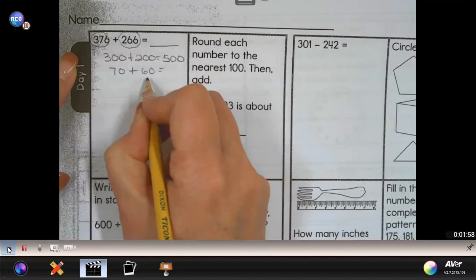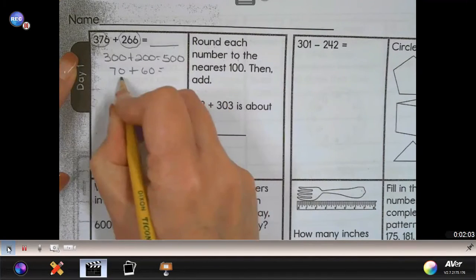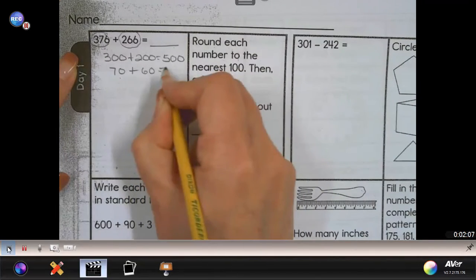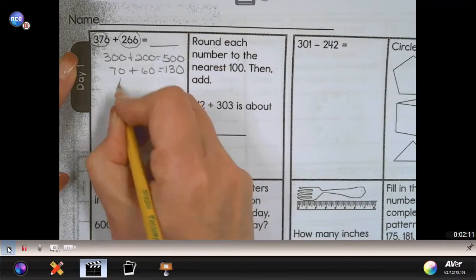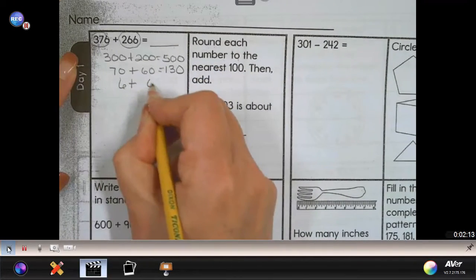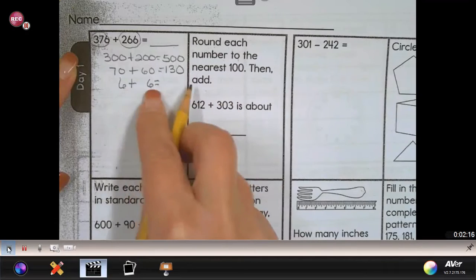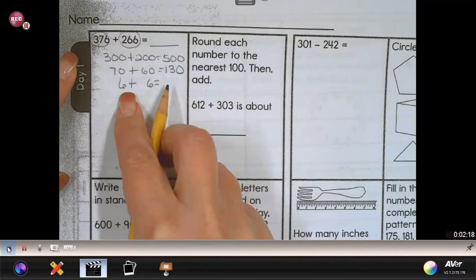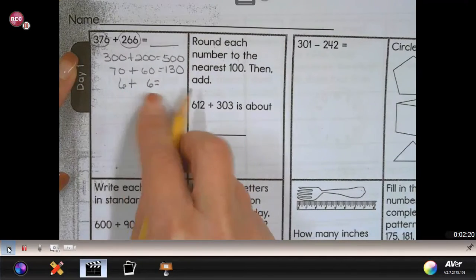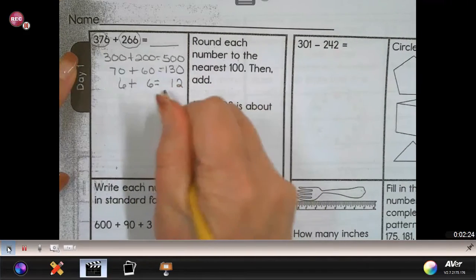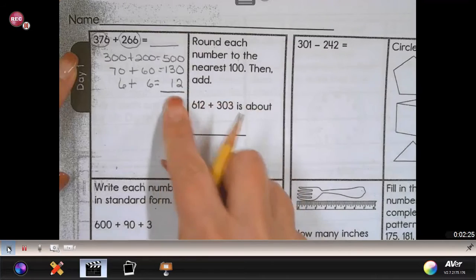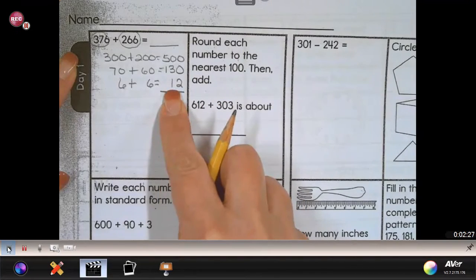Well, let's use 60 plus 60. 60 plus 60 is 120. And so this is just one more 10 than 60 plus 60. So I know that this is 130. And I know that 6 plus 6 is a double. And again, these are two larger amounts than 5 because 5 plus 5 is 10. So 6 plus 6 gives me a new 10 to add to my tens place, which is going to be this 10 here from the 12.